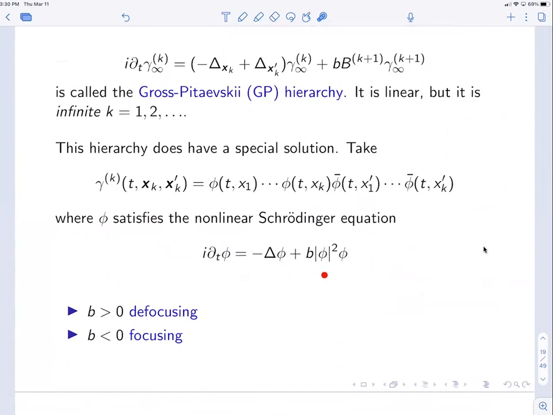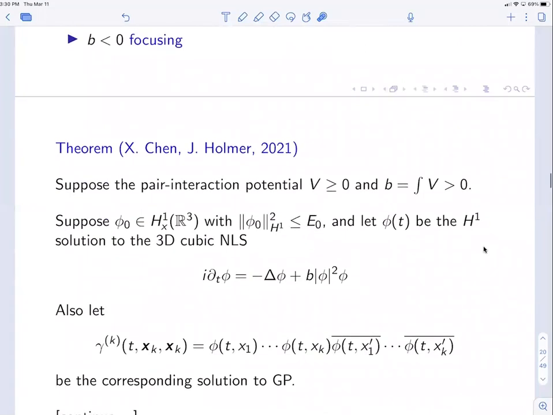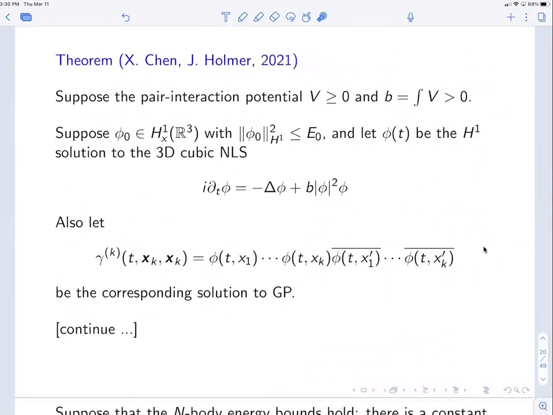Now, this is the nonlinear Schrodinger equation, and when b is greater than 0, we call that the defocusing case, and when b is less than 0, the focusing case. So here is our theorem. We'll start with the assumptions. So suppose that the pair interaction potential, V, is greater than or equal to 0. And so then the first order approximation to the scattering length of V sub n that we denoted B, given by the integral of V, is positive. And then at the NLS level, we're dealing with the 3D defocusing cubic NLS, and that's in R3.